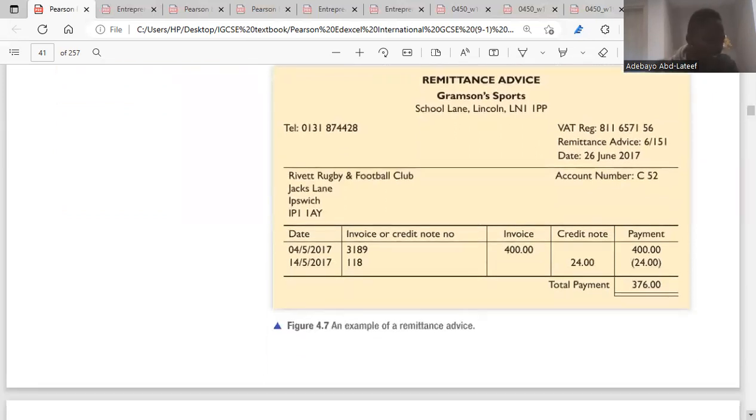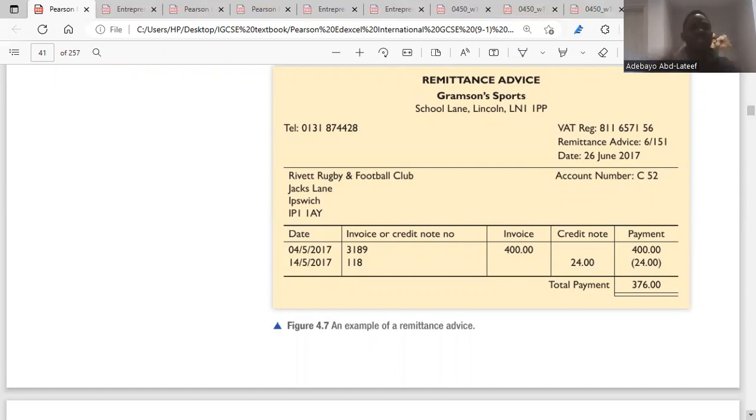So we have how it looks like. The remittance advice, you have the date of purchase, the date of returned goods, the invoice or credit note. That's the number on the invoice and the number on the credit note, the amount on the invoice, the amount to be deducted on the credit note, then the total payment you make.